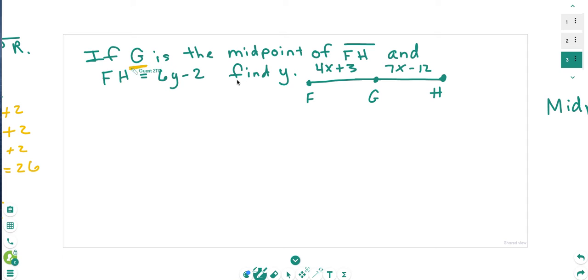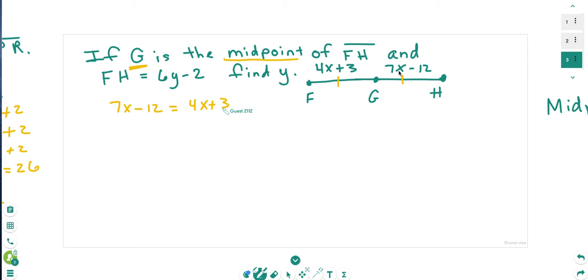All right, let's look at this one. We have G is the midpoint. So you're always going to mark the two congruent line segments. If G is the midpoint, FG is going to be congruent to GH. Again, I'm going to look at my two x terms, and I'm going to find the term that has the largest x value. That's going to be 7x. So I'm going to start with that. 7x minus 12 is equal to 4x plus 3.